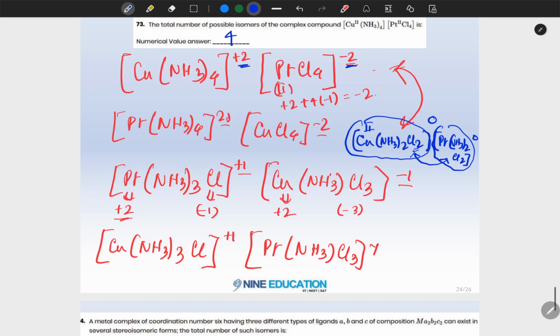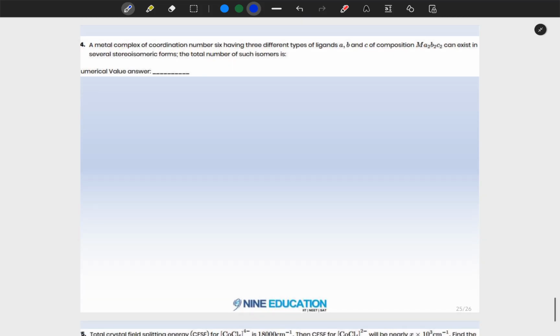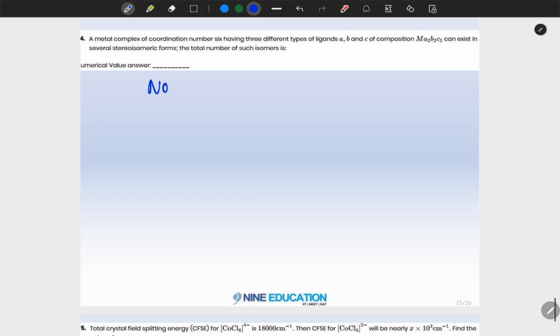Let's proceed to the next question. A metal complex of coordination number 6 having 3 different types of ligands A, B and C of composition A2, B2, C2 can exist in several stereoisomeric forms. The total number of such isomers. So obviously how can we find out the total number of isomers? That will be equal to the number of geometrical isomers plus an enantiomeric pair.